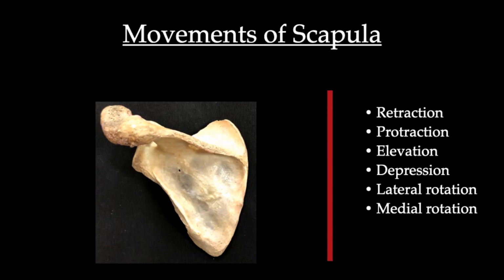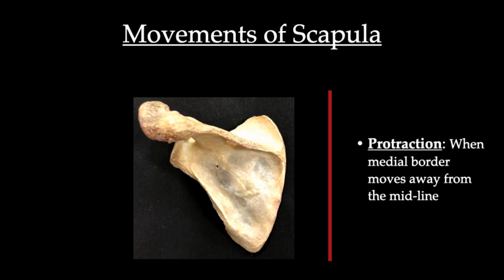After learning about the muscles attached to the scapula, now let us apply the knowledge gained in revising the movements which are possible over the scapula. So, the list of scapular movements includes retraction, protraction, elevation, depression, lateral rotation, and medial rotation of scapula. So, let us first start with the protraction of scapula. Before going ahead, let me tell you, the red line here indicates the midline, and we know that the scapula is located lateral to the midline, that is the vertebral column.